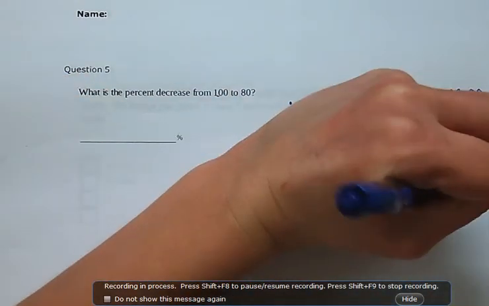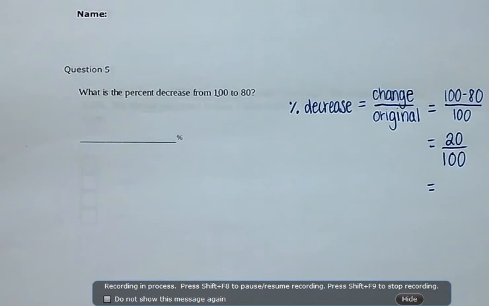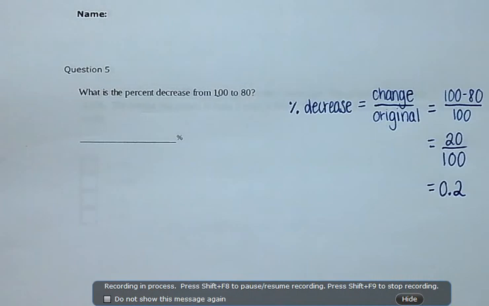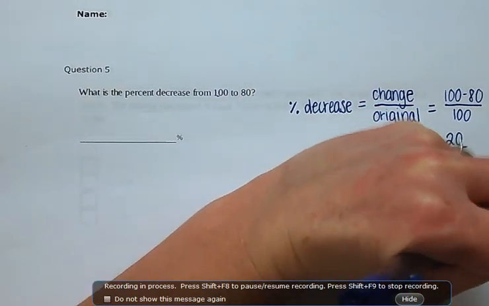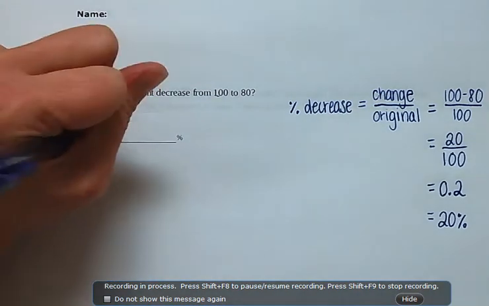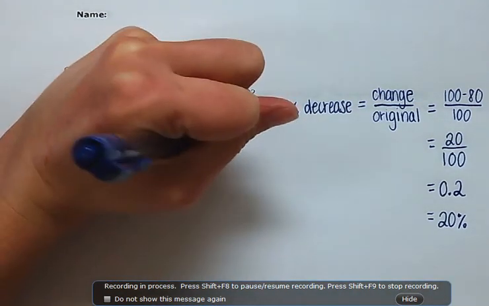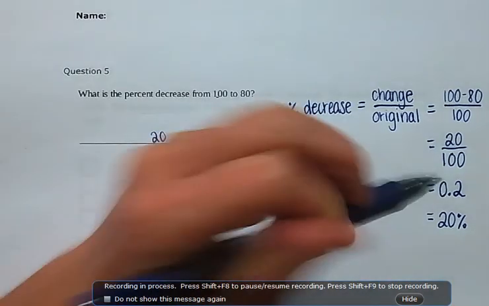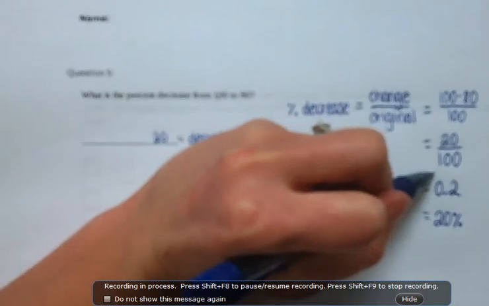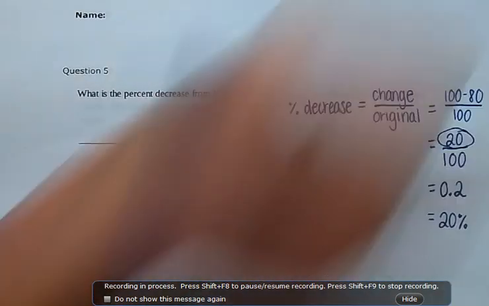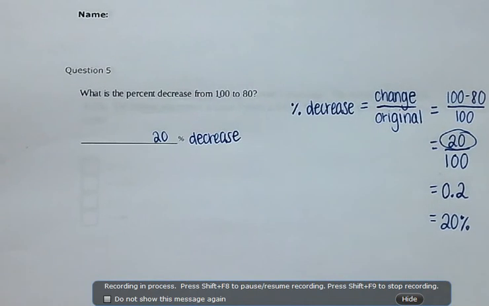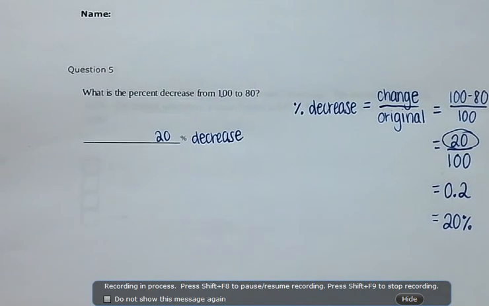Then what I want to do is get my answer as a decimal, so then I can make it a percent. 20 divided by 100 gives me 0.2. And if I want to make that a percent, I multiply it by 100 and I get 20%. So we would say that this is a 20% decrease. Now you may see a shortcut for this specific problem also, that because you have 20 over 100, percent means out of 100, you can go ahead right here and say, okay, well my percent is going to be 20%. So percent decrease is always the change over the original, divide it, then make it a percent.